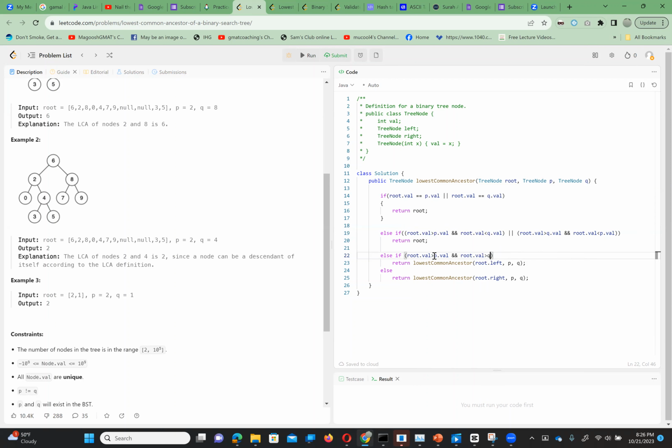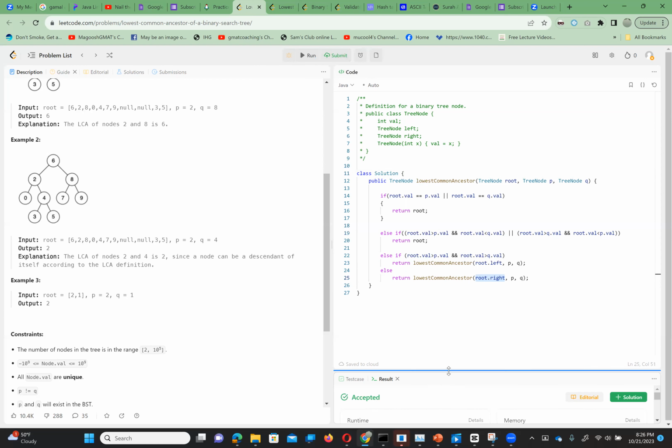So if root's value is greater than P's value and greater than Q's value, then I search in my left subtree, because P and Q both are in my left subtree. I'm calling the same function. Otherwise, that means if the current node's value is less than P's value and also less than Q's value, then I search for P and Q's lowest common ancestor in the right subtree. Okay, so let's try to submit this.